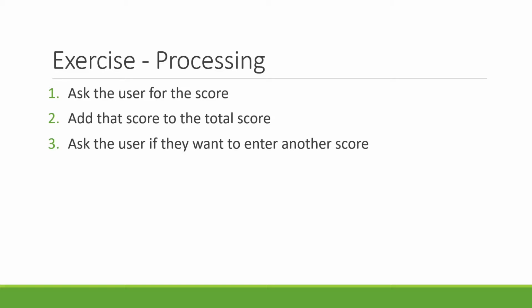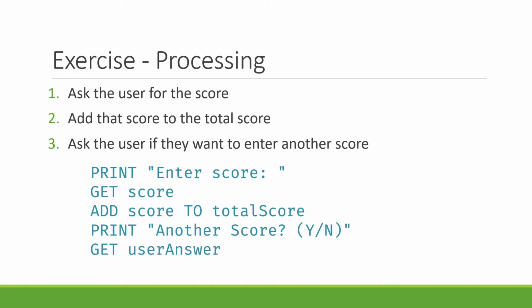So we can assume we'll just ask the user, do you want to enter another one? Yes or no. And then they will type a yes or a Y if they want to add another one, and a no, or we'll just assume anything that doesn't start with a Y, if they do not want to add any more scores and they're ready to see the average. So we could write some pseudocode that looks something like this.